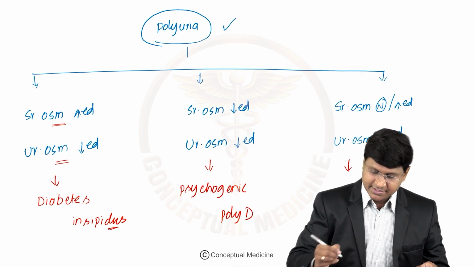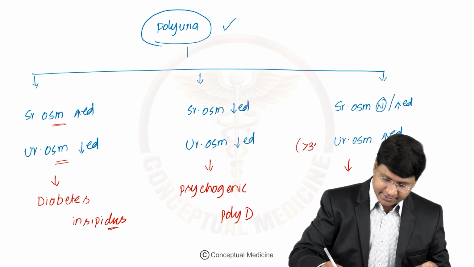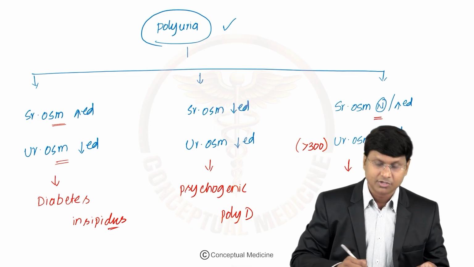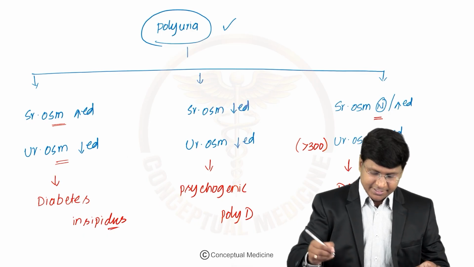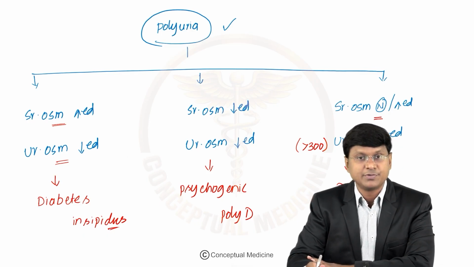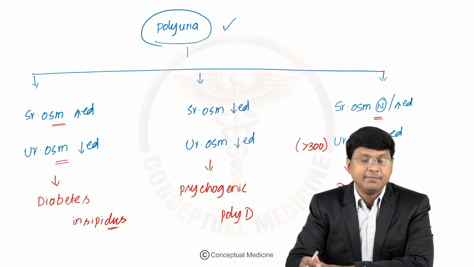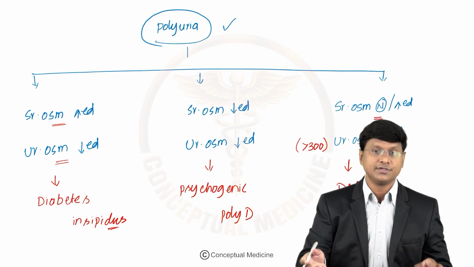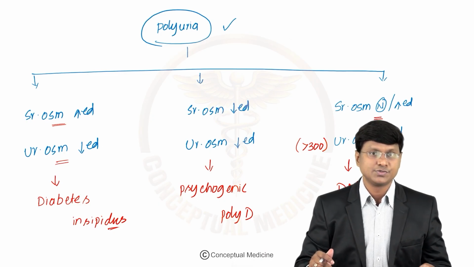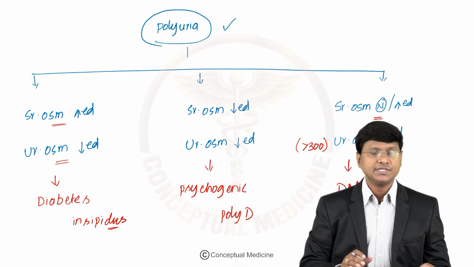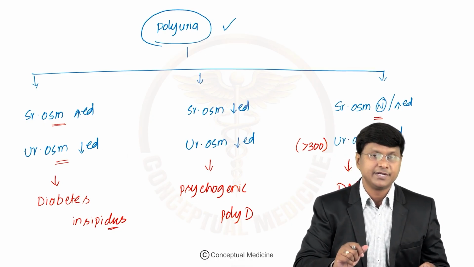And where will you have the third scenario? Urine osmolality is increased, more than 300, with serum osmolality being normal. You can have that in patients with diabetes mellitus. In diabetes mellitus, why is the urine osmolality increased? Because in diabetes mellitus, there will be glucosuria, and because of the presence of glucose within the urine, there will be an increase in urine osmolality to more than 300 milliosmoles. So this is how the differential diagnosis of polyuria can be made.